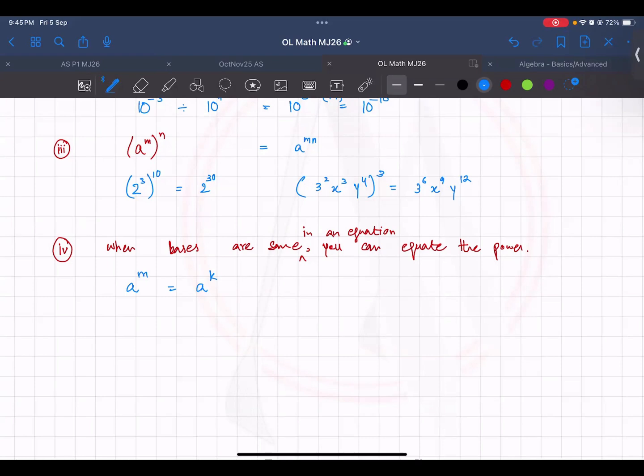So what you can do? You can equate the powers. So the power m would be equal to k. These two are equal now. For example, you have a question: 25 is equal to 5 power x. They're asking you to find x. This is called an exponential equation.